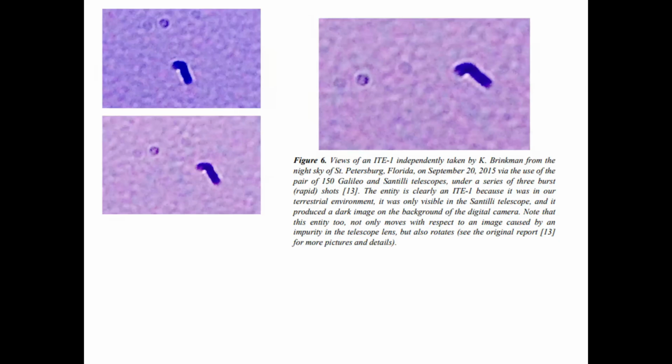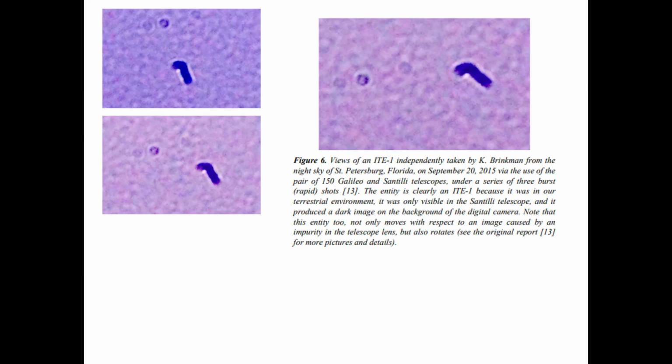Next one he's got is another ITE1, which he says was taken via the use of a pair of 150 Galileo and Santilli telescopes under a series of 3 burst rapid shots. The entity is clearly an ITE1 because it was in our terrestrial environment, so he reckons it's not too far out in space. It's closer to home. It was only visible in the Santilli telescope. So you look in the ordinary telescope and you don't see this, but you see it with the Santilli telescope.